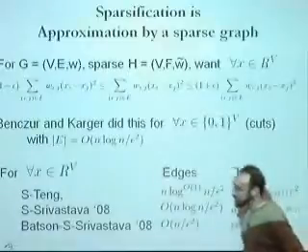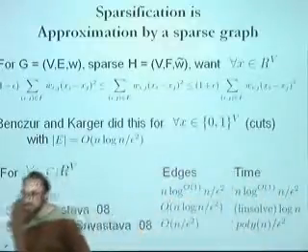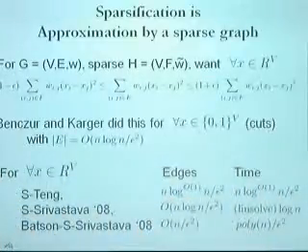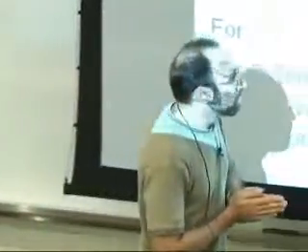The algorithm is insanely simple. Compute the effective resistance of every edge in your graph. Now choose n log n over epsilon squared edges, each of them with probability proportional to its effective resistance. For those who haven't seen effective resistance, you treat every single edge in your graph as a resistor, and you can measure the resistance between two points. Just do random sampling with probability proportional to effective resistance.